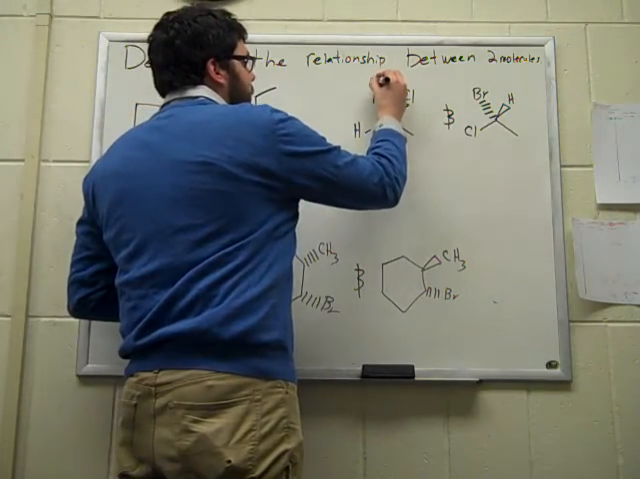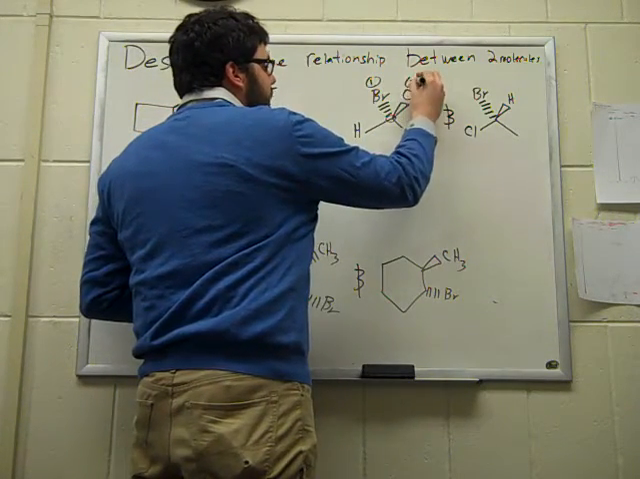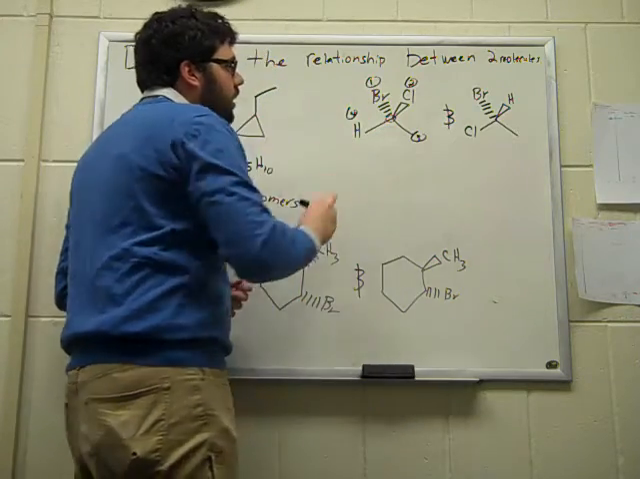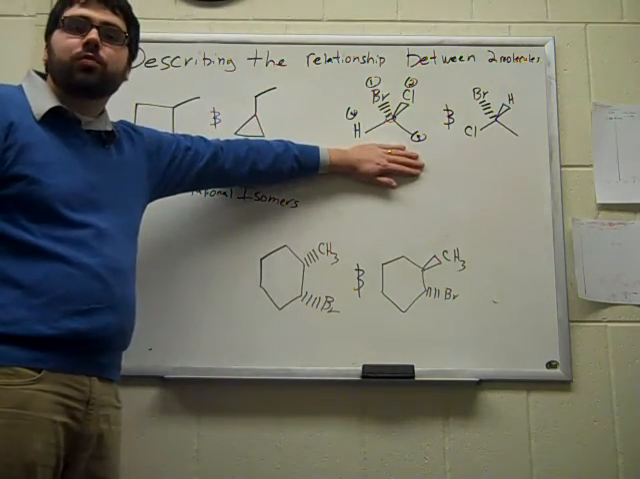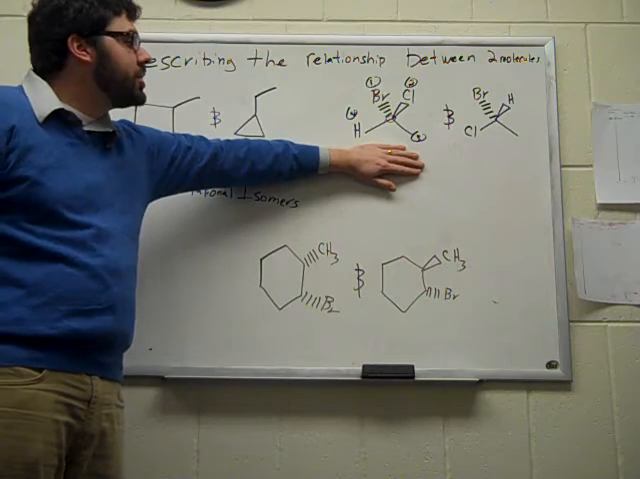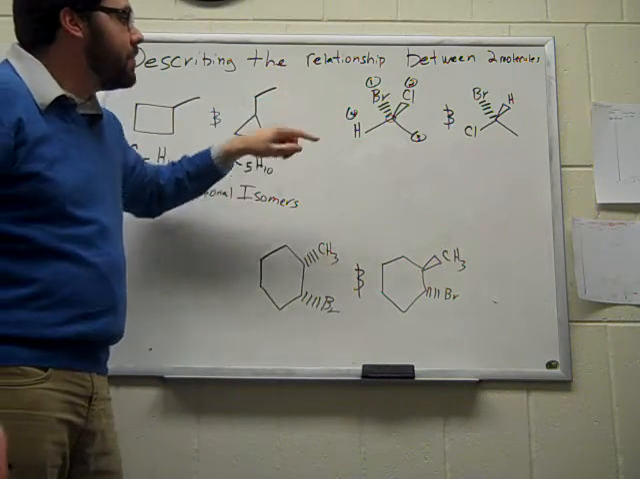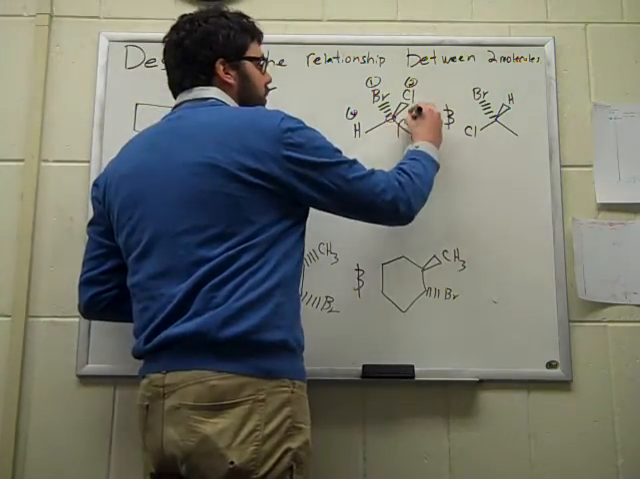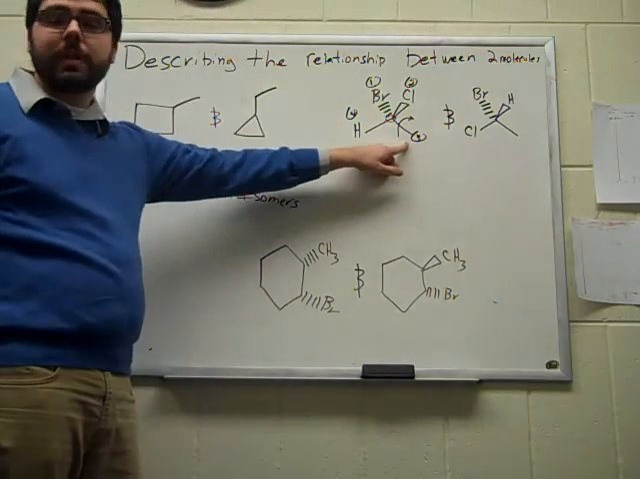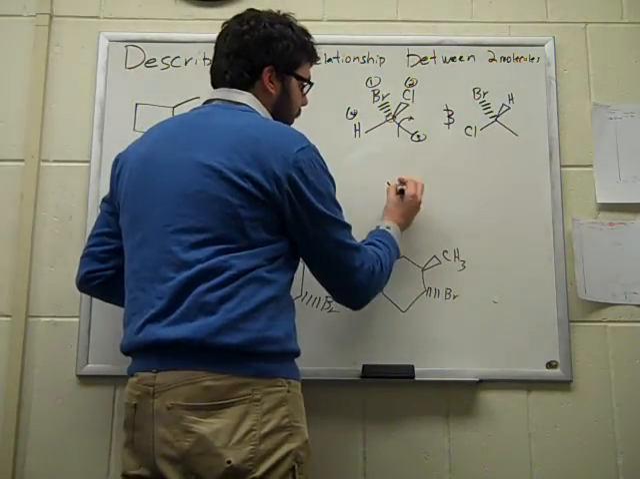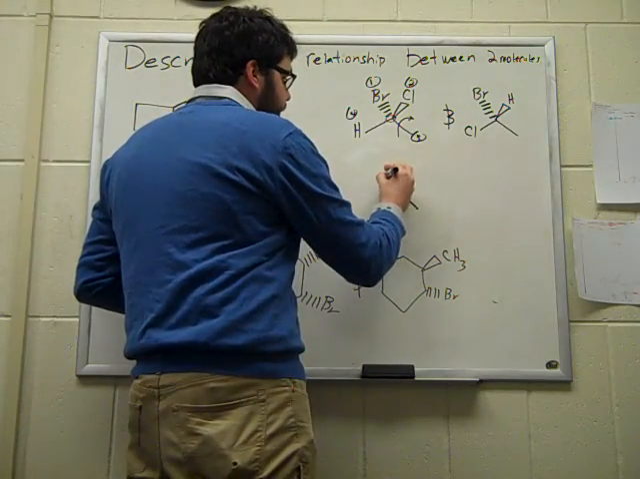Now we establish our priority. Bromine is 1, chlorine is 2, the methyl group is 3, and the hydrogen is 4. We then have to rotate the molecule such that our hydrogen, or our lowest priority atom, is at the back. And so I'm just going to twirl the molecule a little bit like an umbrella to do that. And so what this will look like is the following.